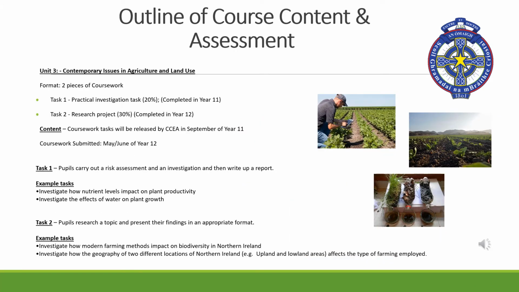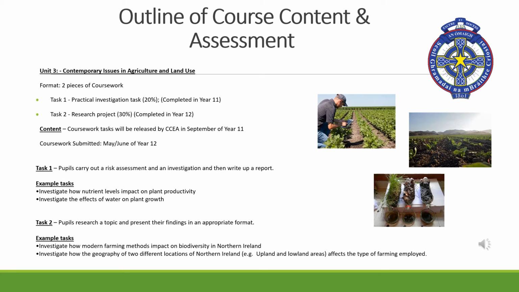Unit 3, Contemporary Issues in Agriculture and Land Use. This is the coursework element of GCSE Agriculture and Land Use. It's worth 50% of the final overall grade. The coursework is subdivided into 2 parts. So we've got Task 1, which is a practical investigation, worth 20% of the final grade. We've got Task 2, which is a research project, which is worth 30% of the final grade.